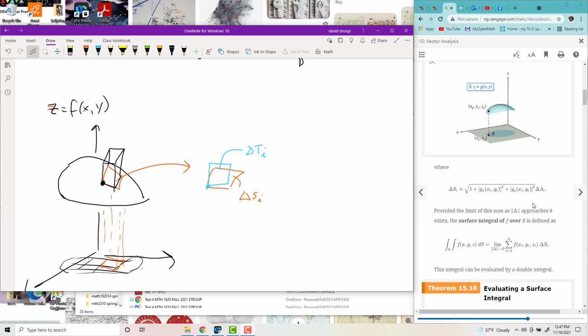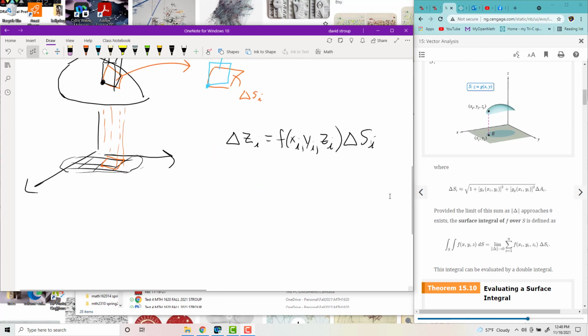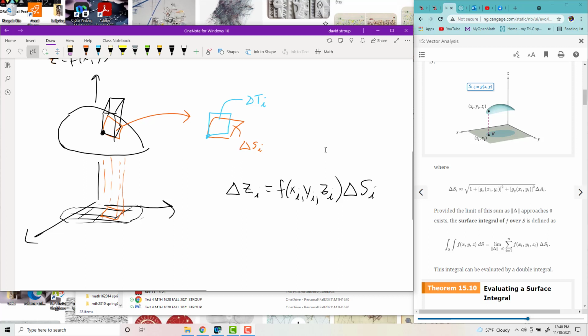So you're forming this new increment. I guess I'll call it delta big Z sub i, which we'll say is f of x sub i, comma y sub i, comma z sub i, times the change in s sub i, but of course we're approximating the change in s sub i with that crazy square root thing, and then we're summing over the surface and getting our integral as we take the limit as the norms of the rectangles in the xy plane go to 0.